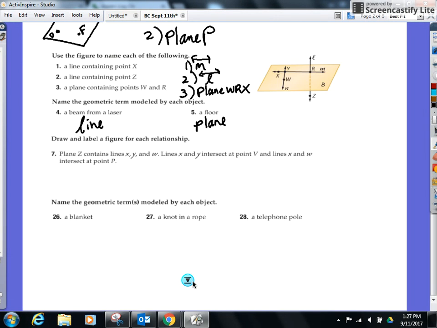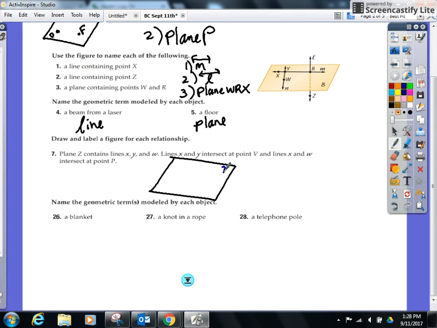All right. Here's where I need you to be. Draw a diagram now with these words in it. So I have plane Z. Well, let's stop right there. Go ahead. Draw plane Z for me. So in some corner, I'm going to put a Z. Plane Z. And in this plane, you have lines X and Y that intersect at point V. So can you try that out right now? So in that plane, you have lines X and Y intersect at point V.